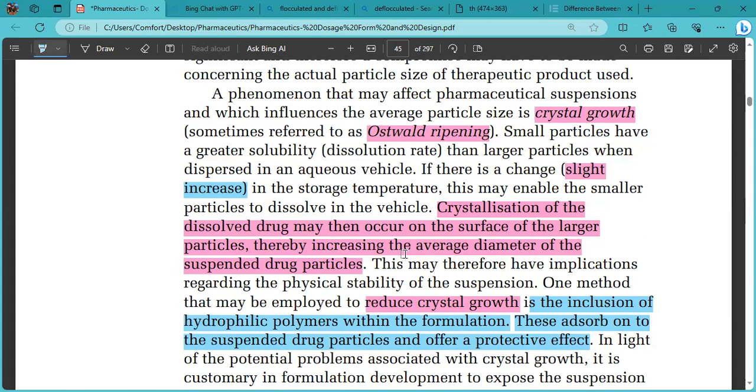And then if there is any slight increase, as mentioned here, if there's any change in temperature, meaning even if there's a slight increase in storage temperature, then the dissolved particles will now form crystals on the larger particles that had not dissolved. So this will result in crystallization on the dissolved drug, and then it will increase the average diameter of the suspended particles.